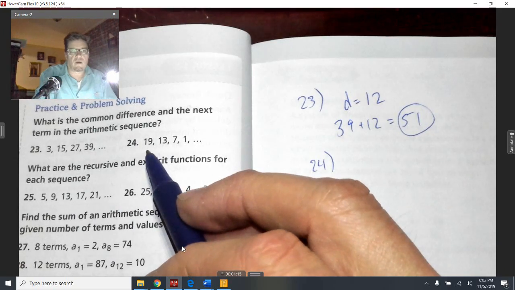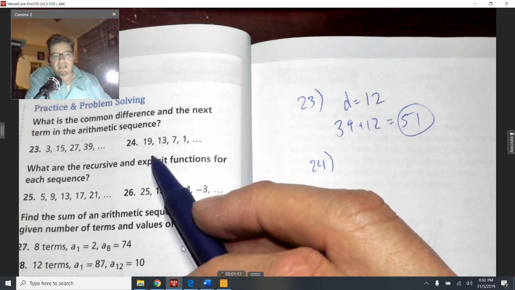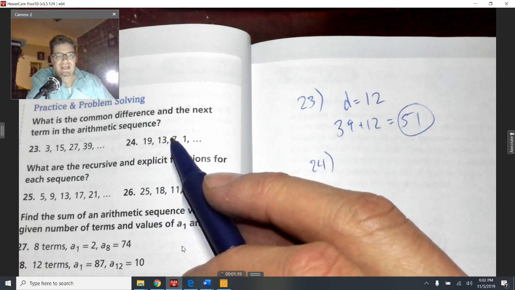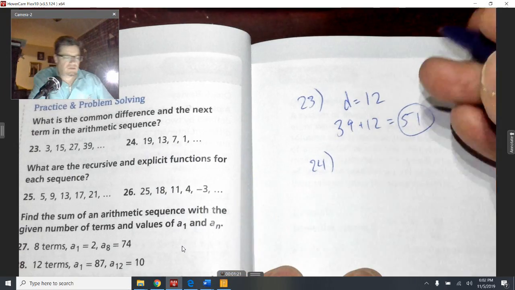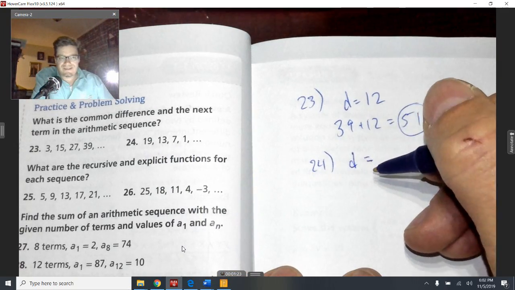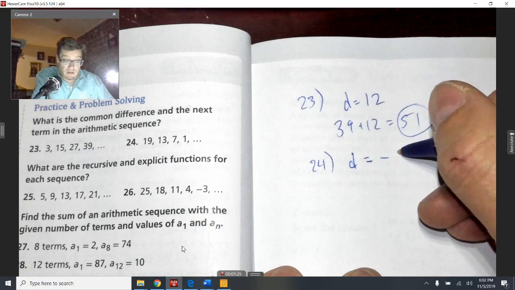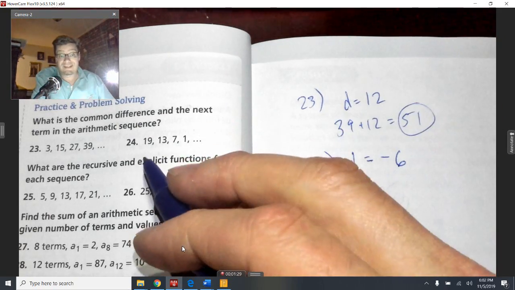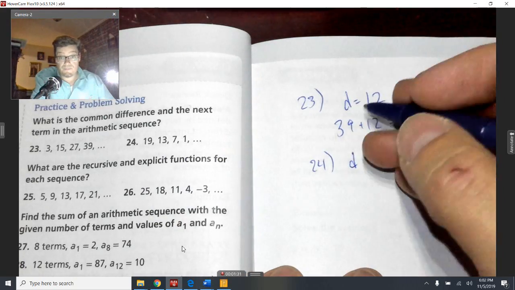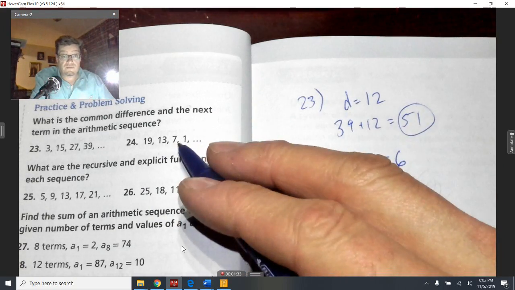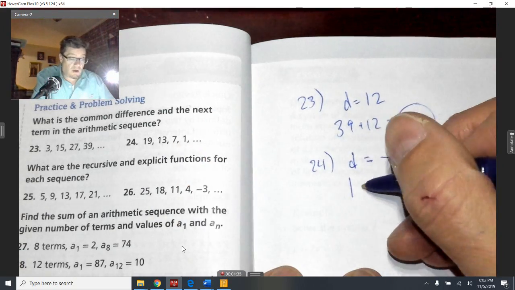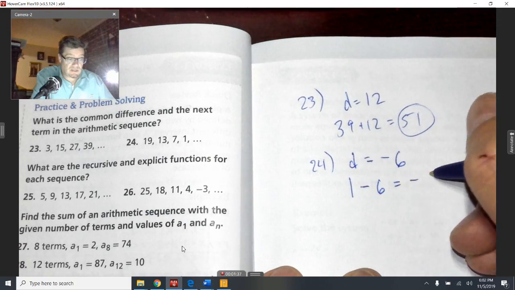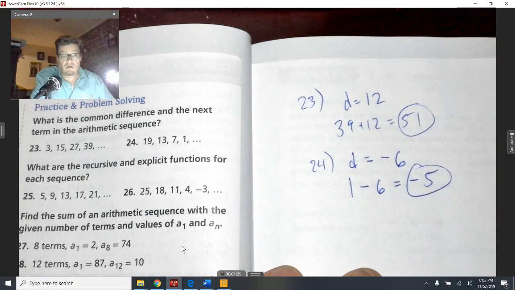All right, no problem. 24. Looks like from 19 to 13 is a difference of 6, and it continues, so it looks like our difference is 6 in the negative. Don't forget, if you're dropping, then you should have a negative. So this would have a negative 6 slope, right? And to find the next one, we would go 1 minus 6, which gives us negative 5, okay?